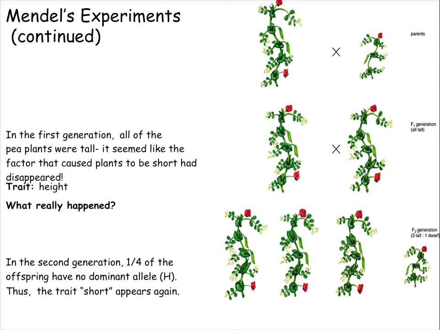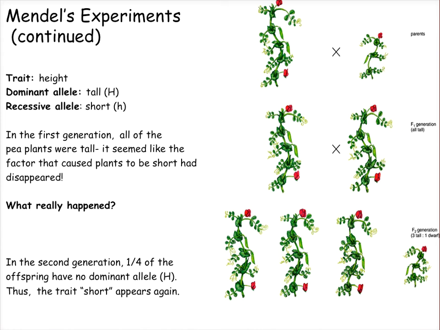All right, so we've got our trait, its height, but now we know that that trait is actually controlled by 2 factors: a dominant allele, which we'll represent with a capital H, and a recessive allele, which we'll represent with a lowercase h. So if we're looking at these 2 alleles, we know the dominant allele is going to give you the tall trait, and the recessive allele is going to give you the short trait.